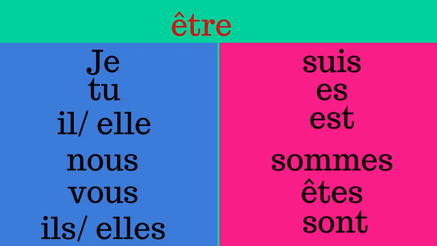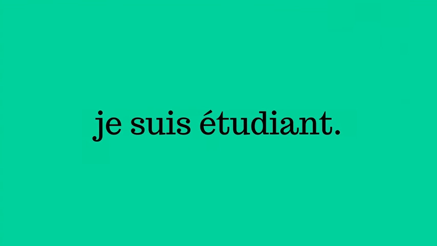I went fast, I know. Let's have a look one by one. Okay, je. First we start with je. Je suis. No S at the end, you don't say the S at the end. Je suis. I'll give you an example. You don't need to learn it, okay? Just an example. Je suis étudiant. That means I am a student.